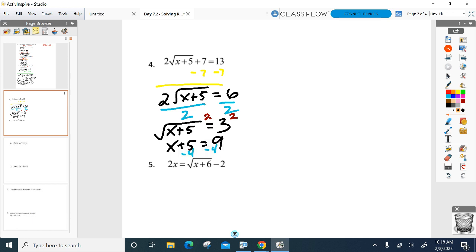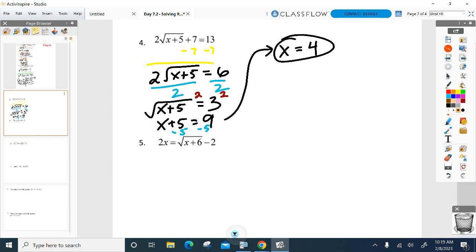Ooh, the 4 over. Wait, you're supposed to add 5 to both sides. Relax, Tim. Of all people to correct me. And I'll save you time. It does check. All right, let's save ourselves time. It will check.